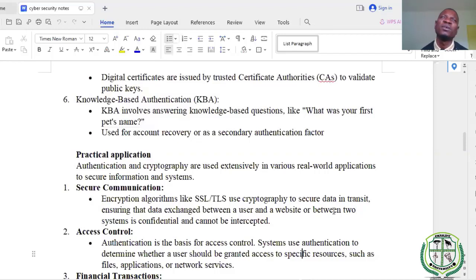For example, maybe you're trying to open up a system and you need to answer some questions in case there is any problem that affects your system. When you answer those questions, it definitely helps. It is used for account recovery. If you want to recover your account and you can remember the answers to those questions, it will work out. And it is also used as a secondary authentication factor. That's how it works, guys.